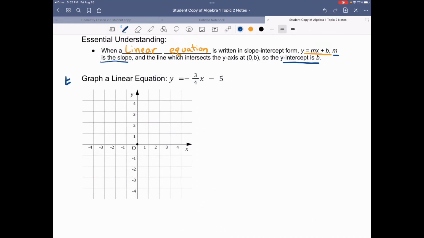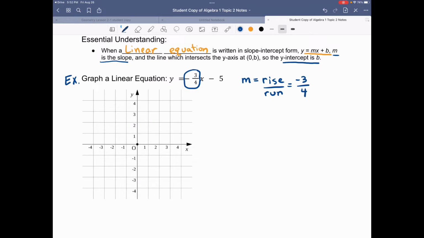For our first example, we are going to graph a linear equation, y equals -3/4 x minus 5. To do this, we need to know our y-intercept and we need to know our slope. We use m as our slope, and that's just the letter we use. Our slope is equal to a rise over run, and in our equation, it is always the coefficient of x. It's the number in front of x. So that is equal to -3/4.